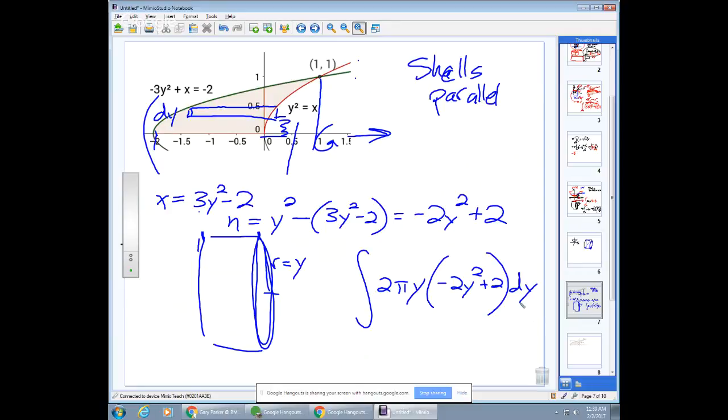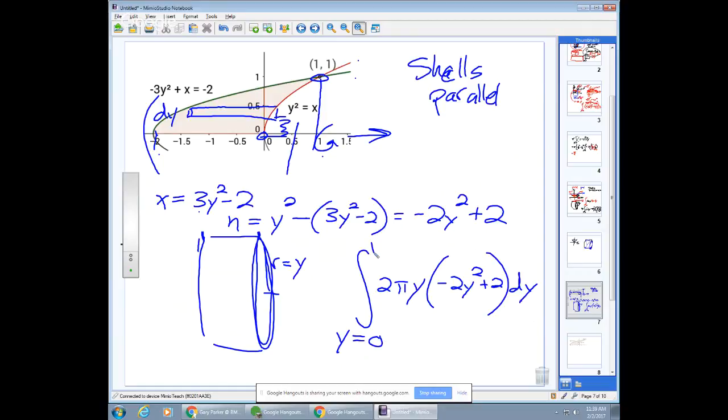And what are the bounds of integration for y? Remember, it's always a good idea from now on to write not only your dy, but which variable you're using here. Because sometimes if I don't write that down, I might mistakenly try to go from -2 to 1, and everything's going to go to hell. Y goes from 0 to 1 here. Okay.